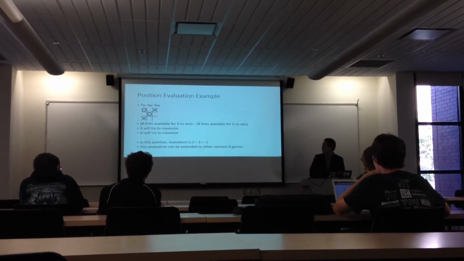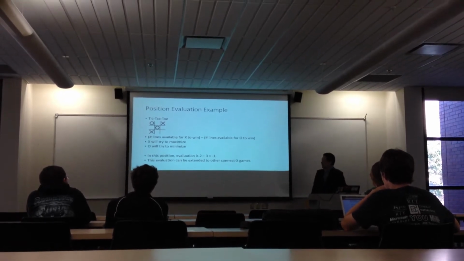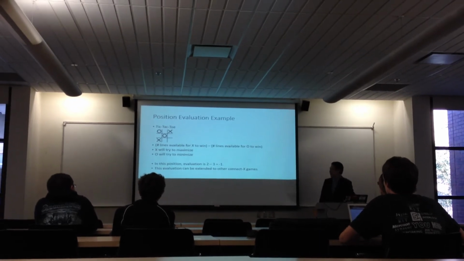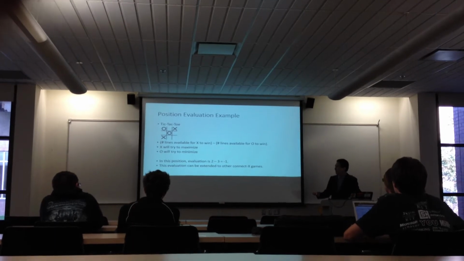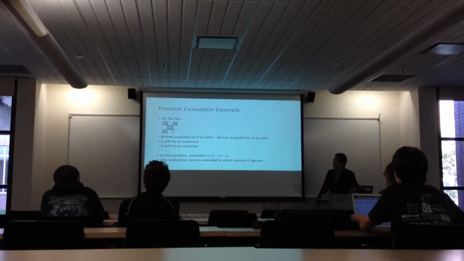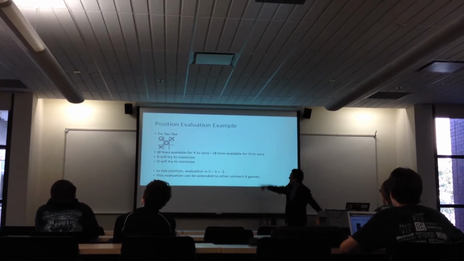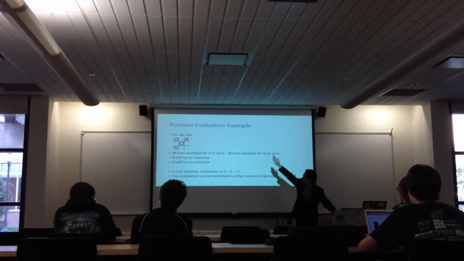A pretty trivial example is tic-tac-toe, evaluated from X's perspective. You might say, let me look at how many lines I still have available to win, and let me look at how many my opponent has left. So here, X has two lines left: the right side and the bottom. And O has three left: the diagonal and the two middle lines.